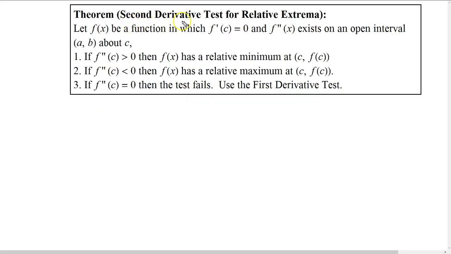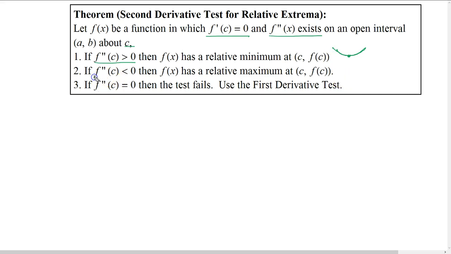So here's the formal statement for the second derivative test. We let f of x be a function in which the first derivative is 0, and the second derivative exists in an open interval about the point c in question. Then, if the second derivative is greater than 0, then f has a relative minimum at c, f of c. And once again, that's because if the second derivative is greater than 0, your function is going to be concave upward, and so you're going to have a minimum at that point, at x equaling c.